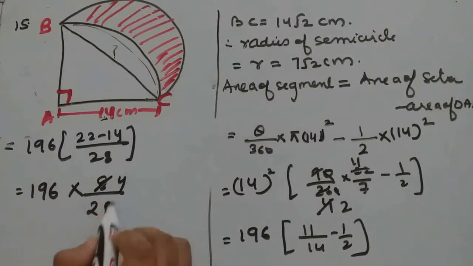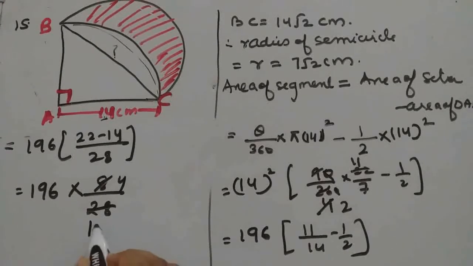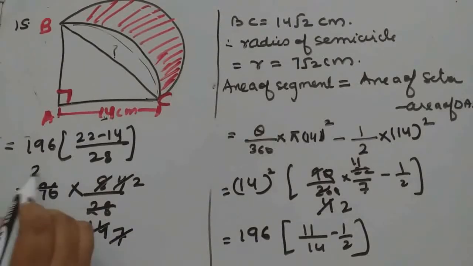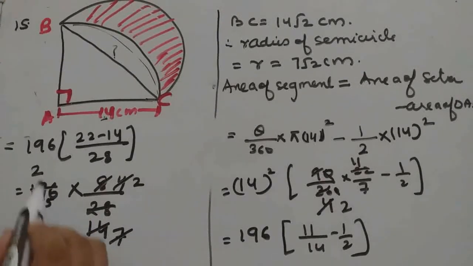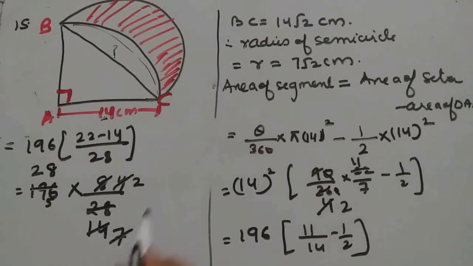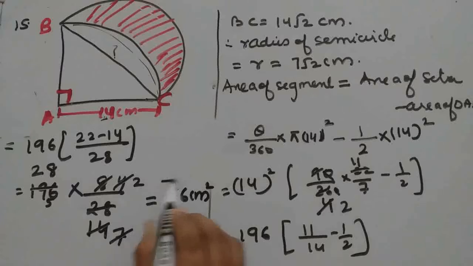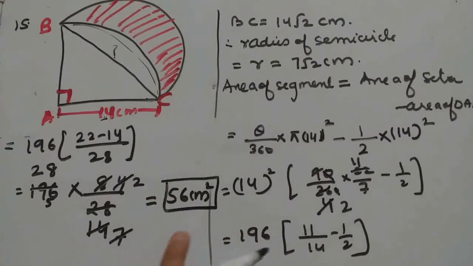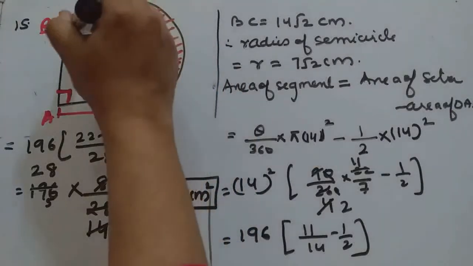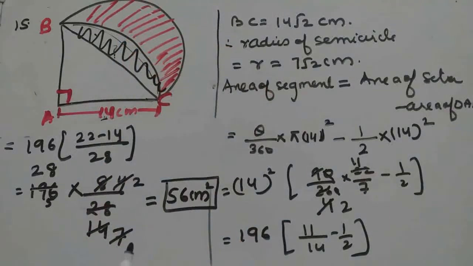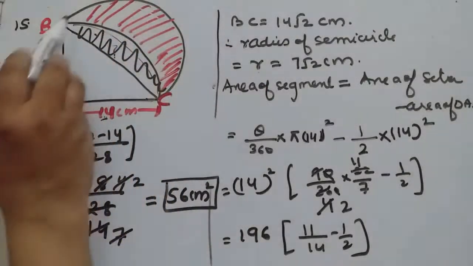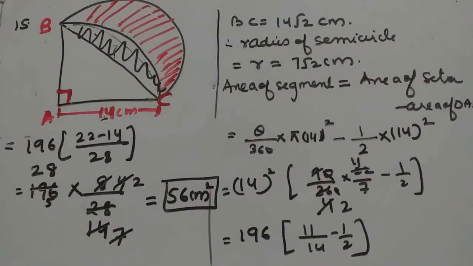So we can cancel from 2. Again we can cancel. Now from 7 we can cancel this. 7 2s are 14. 5 will remain. 7 8s are 56. So this answer will be 56 centimeter square. This is the area of the segment, this segment. Now we will find area of semicircle, then this area we will subtract here.